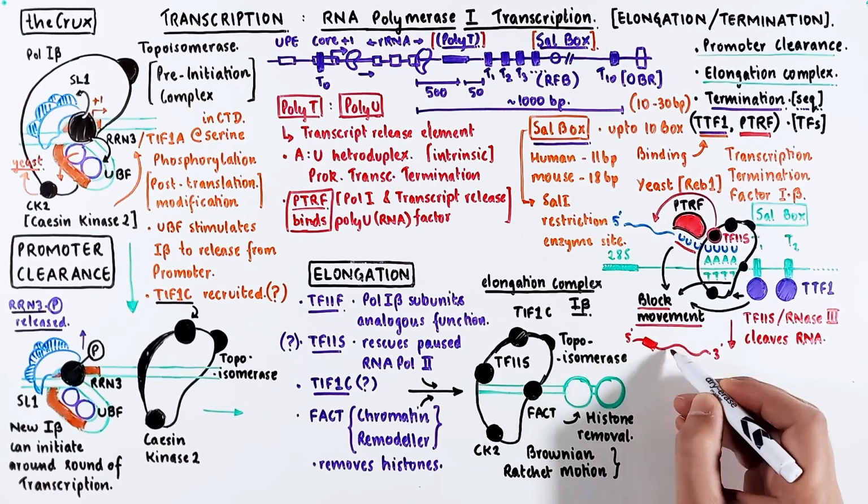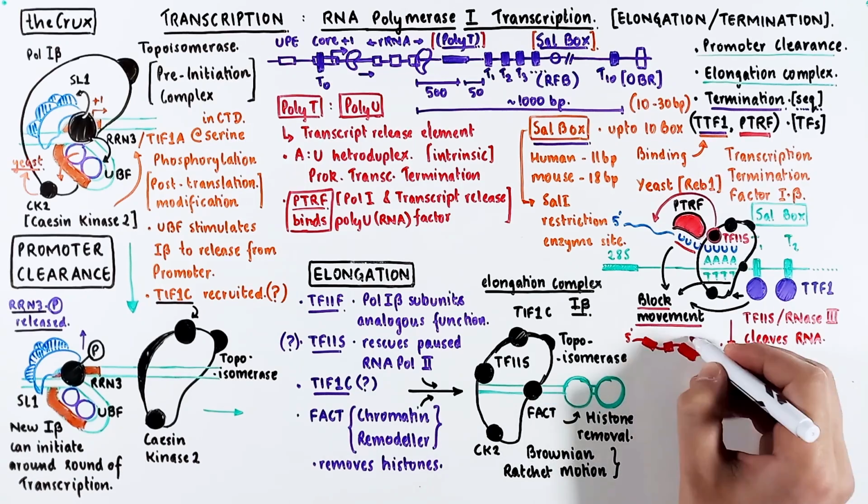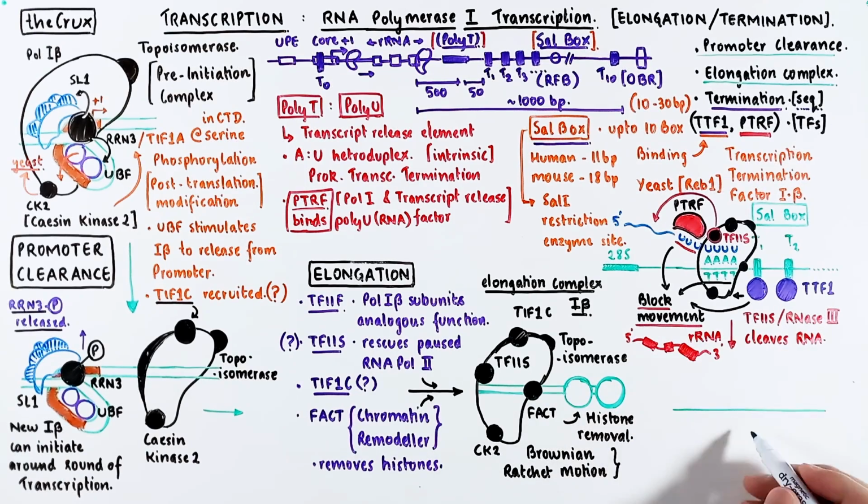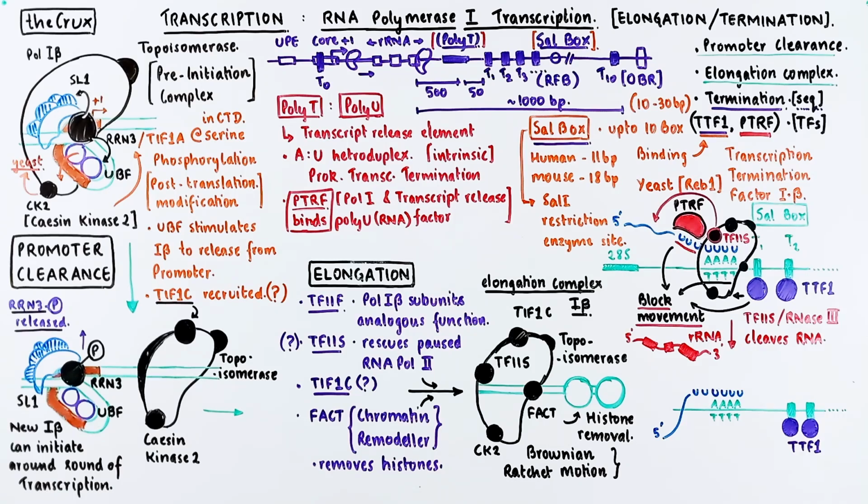So this ribosomal RNA can then undergo its own independent processing. But the polymerase and the other factors are still attached to the DNA. And now we need to dissociate this polymerase away from the DNA.